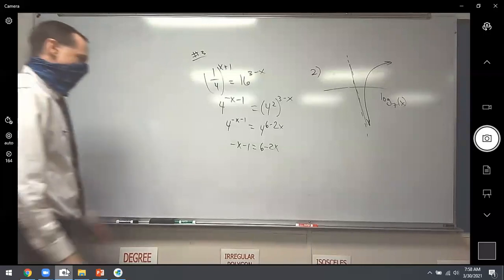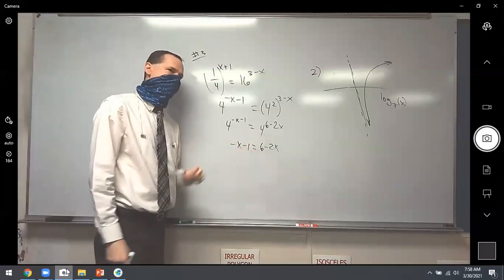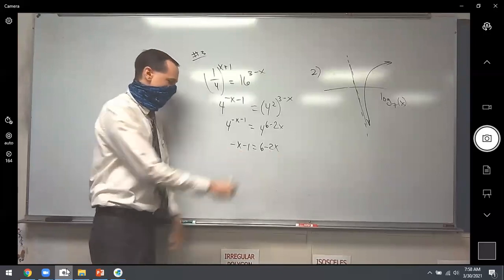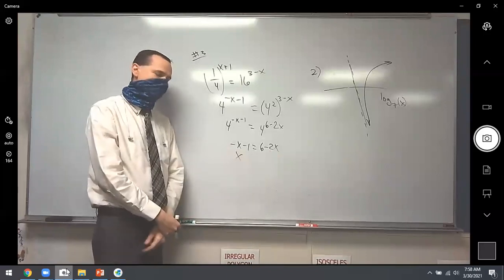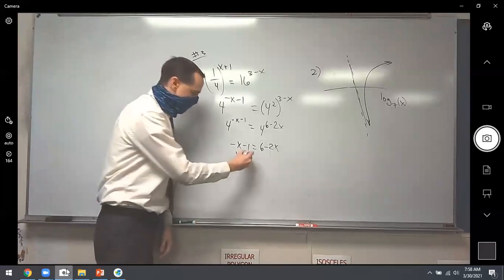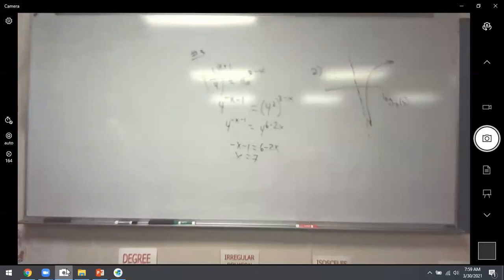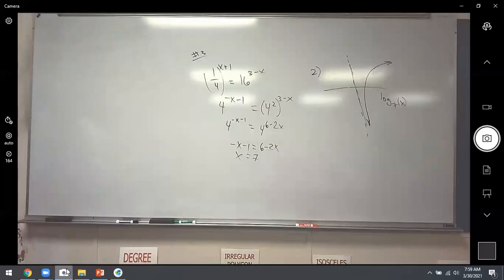And then just moving your x's around, and your numbers on one side, your x is on the other. You add the 2x over here, then 2x minus x is just x, right? And if you add the 1 back onto this side, you get 7. So apparently the answer to this problem is 7 right there. Questions on that thing?